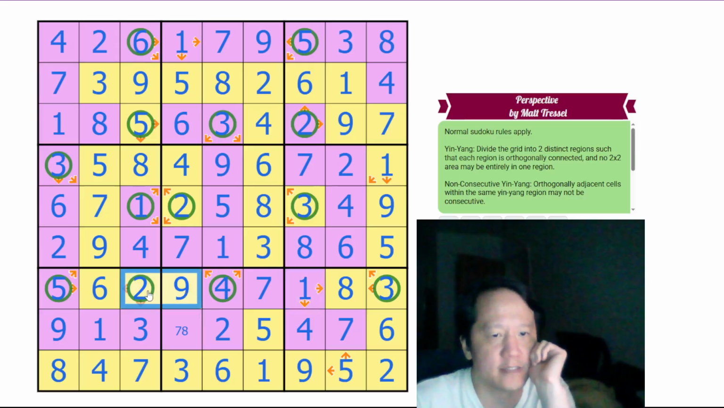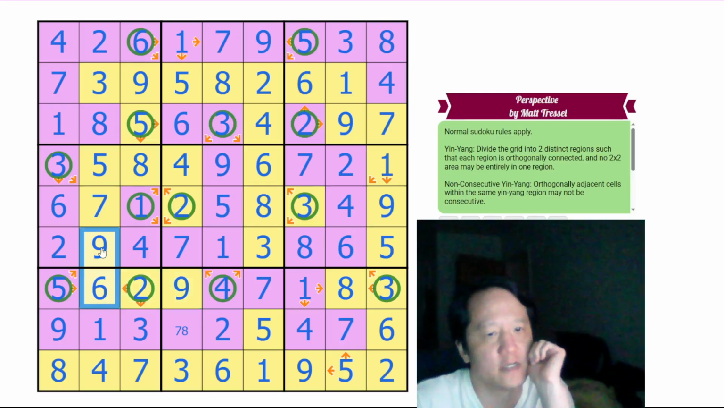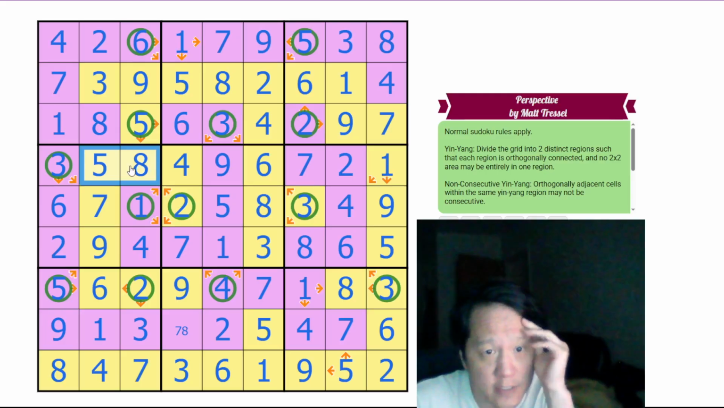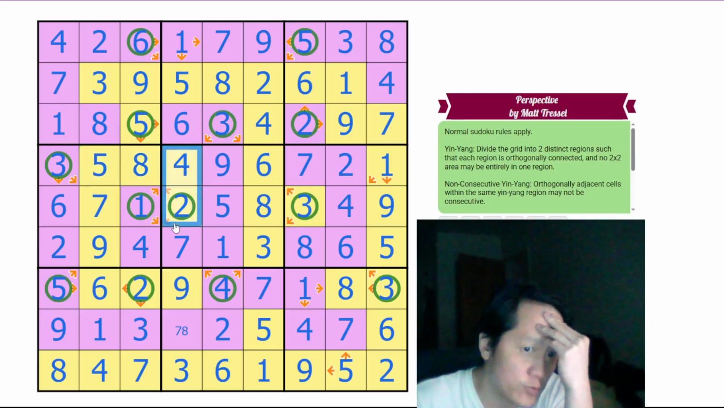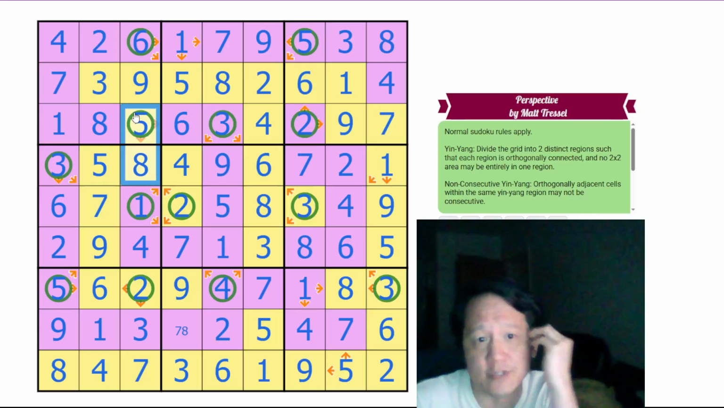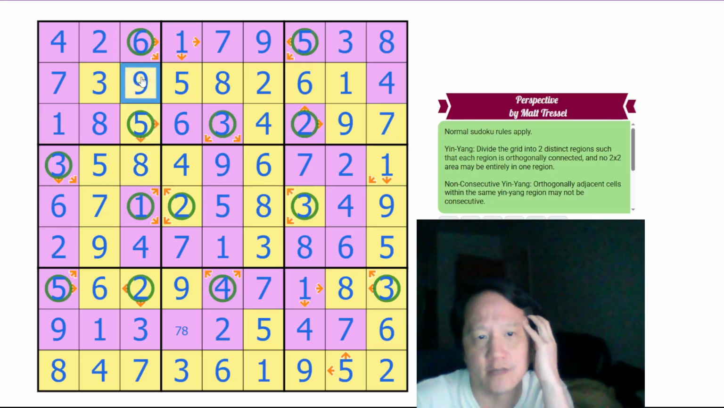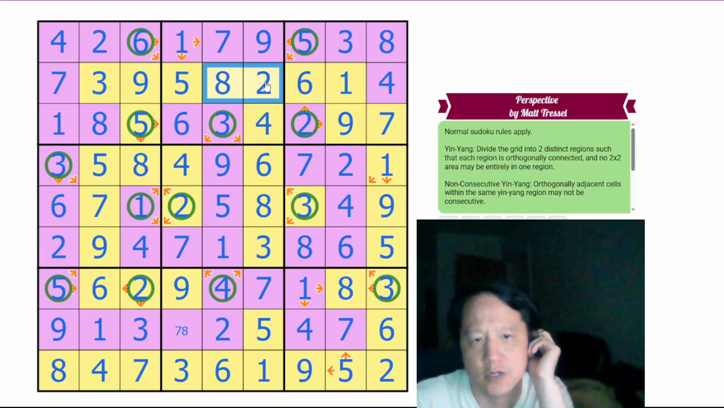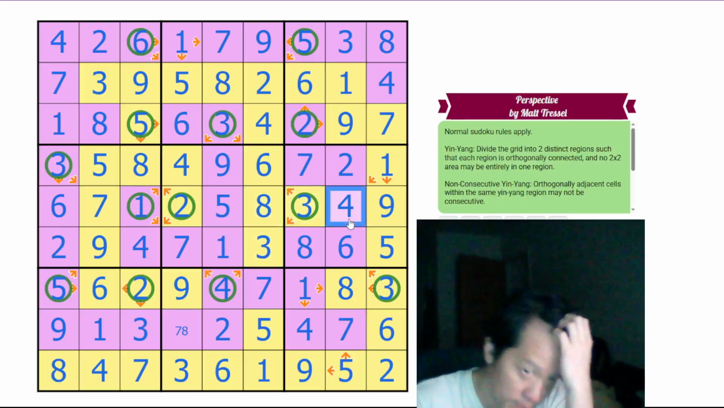Yellow, 9 is not consecutive with 2, which is 6, 9, 9, 7, 7, 5, 5, 8. 8, 4 are not consecutive. 4, 2 are not consecutive. 8, 5 is not consecutive. 5, 9 is not consecutive. 9, 3 is not consecutive. 9, 5 obviously isn't consecutive again. 5, 8, 8, 2, 2, 4, 4, 6, 6, 8, 8, and 3 are not consecutive.